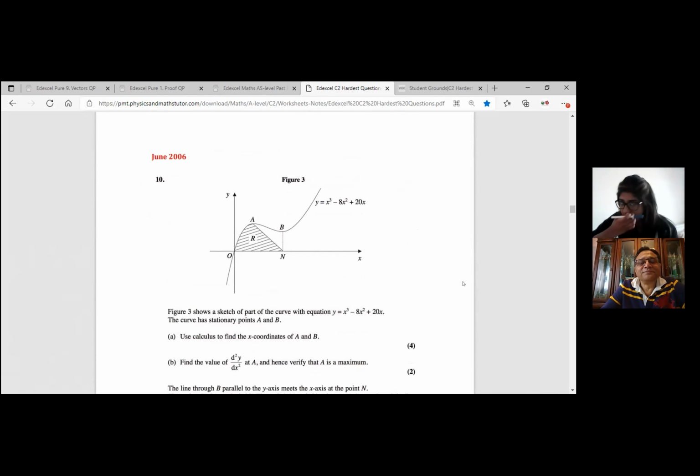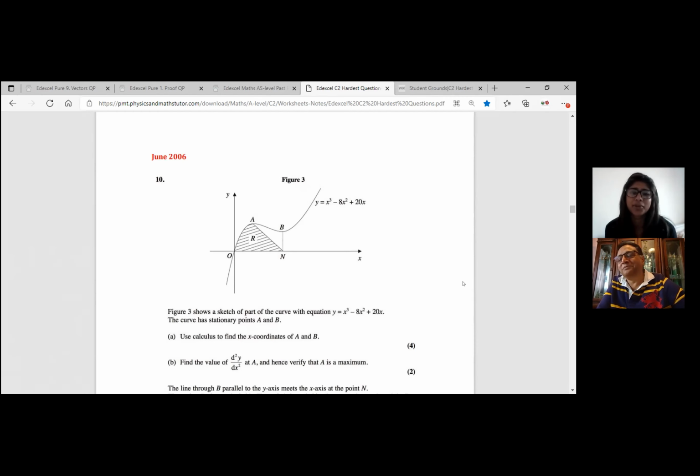Okay, so figure 3 shows a sketch of part of the curve with equation y equals x cubed minus 8x squared plus 20x. Part A, use calculus to find the x coordinates of A and B. Correct. So let's do part A. When you say use calculus to find the x coordinates of A and B, so A and B, as you can see from the graph, are actually what? Turning points.